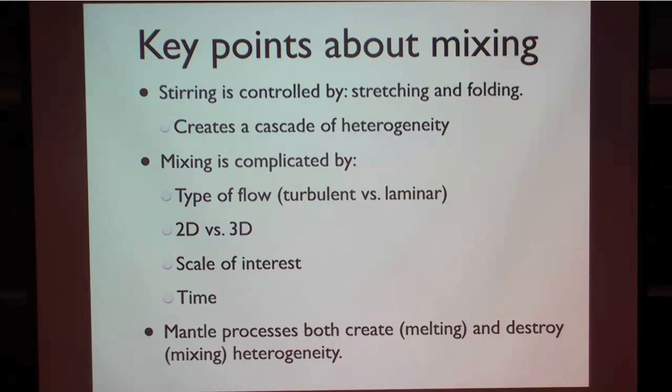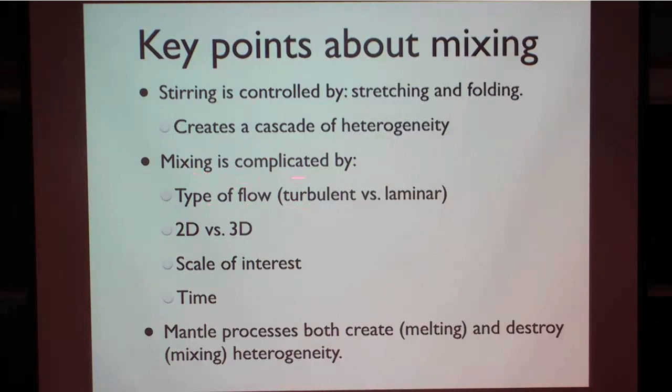So we talked a little bit about the motivation for understanding mixing and stretching. We mentioned that stirring, which is really the operative process, is controlled by stretching and folding, and that knowing where that stretching and folding is and how much of it there is in the mantle is going to really determine how much mixing there is. That stretching and folding creates a cascade of heterogeneities of multiple scales, giving a kind of marble cake structure to the mantle, which is something we can probably observe.